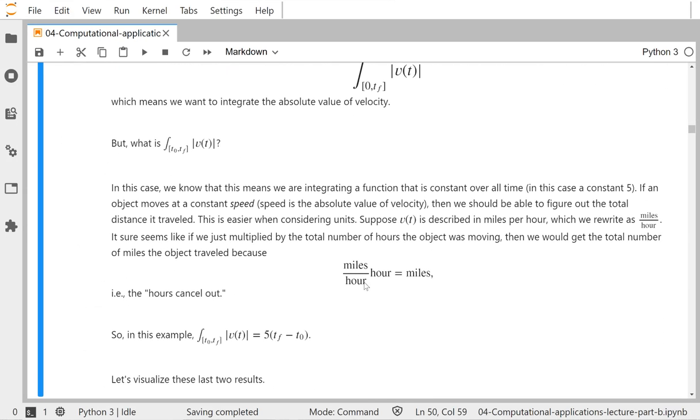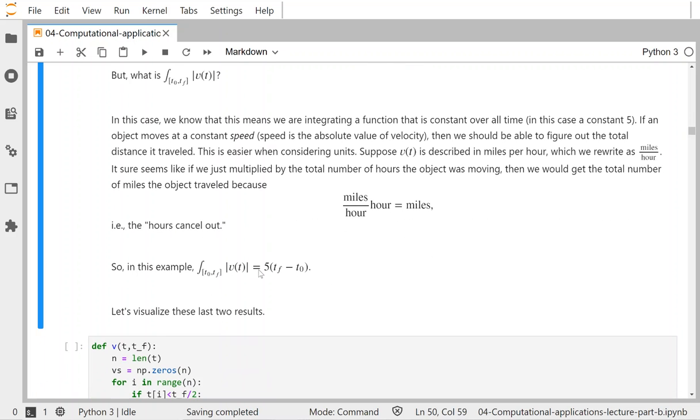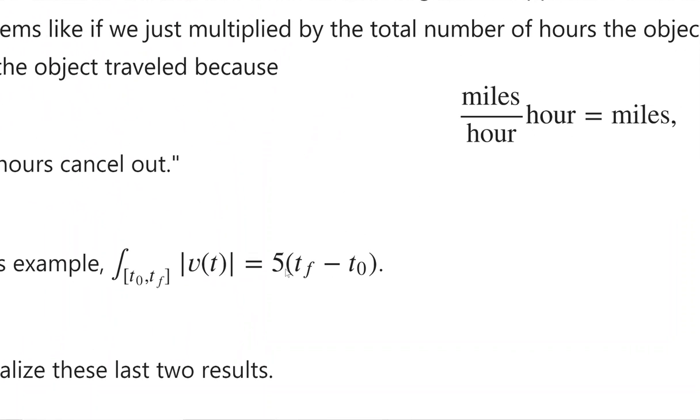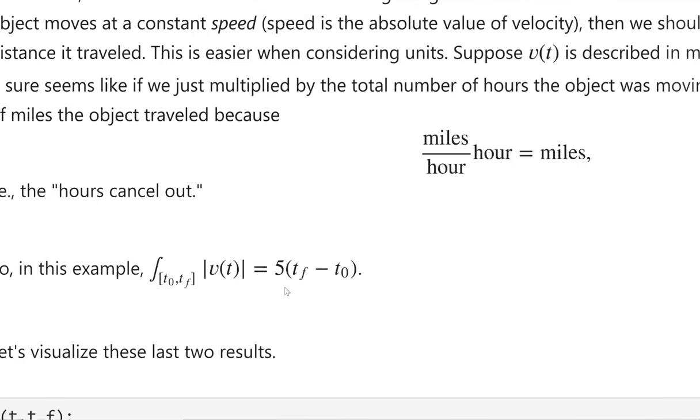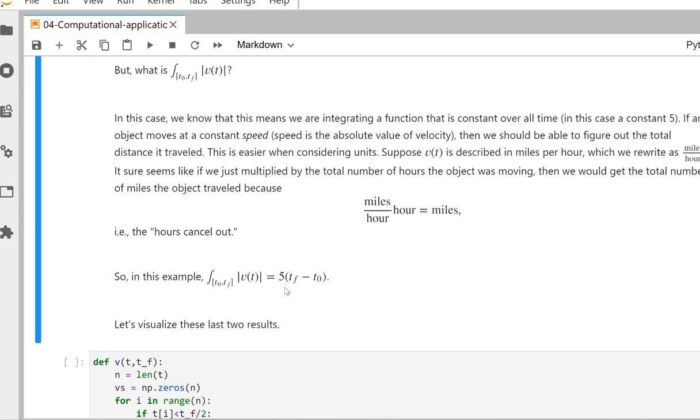So now it helps to consider units. Imagine you were moving in units of miles per hour, and you had a velocity that was constant. All you have to do is multiply by the total number of hours that the object was moving, and the hours would effectively cancel out, and you'd be left with the miles, how far it traveled. So in this example, the integral of the absolute value of the velocity is equal to 5 times the measure or length of the interval. The measure of this interval is its length, and it would be given by the difference between the endpoints, t sub f minus t sub naught, which is called t naught, excuse me.